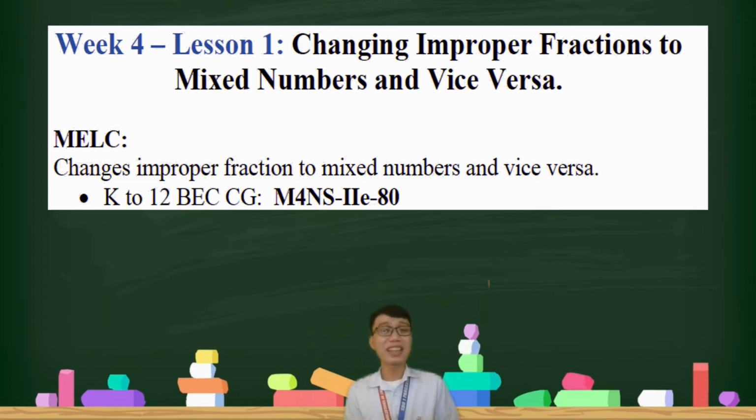There are three ways in finding the GCF and LCM of two numbers. The first one is the listing method. The second one is the three-factor method. And the third one is the continuous division. Very good, kids.